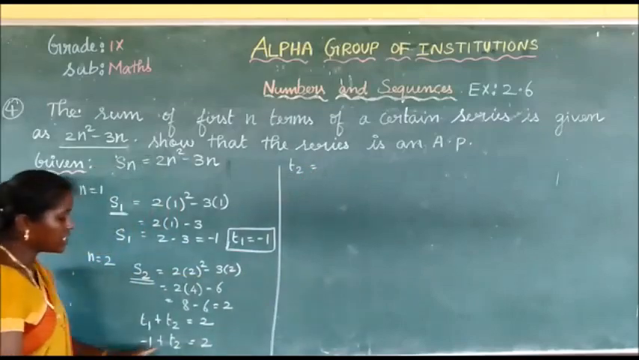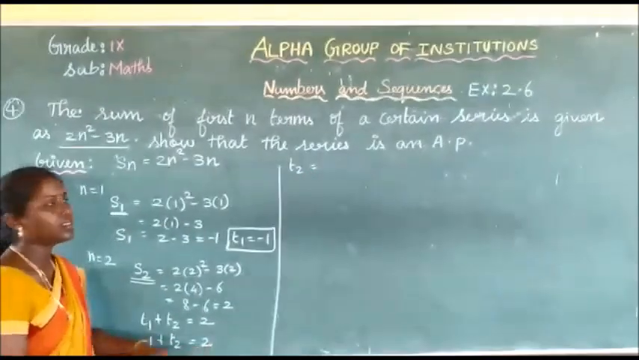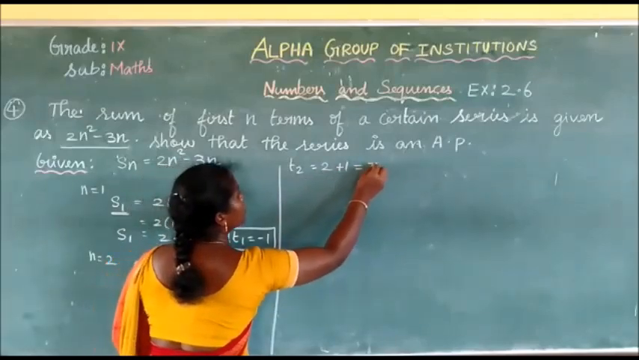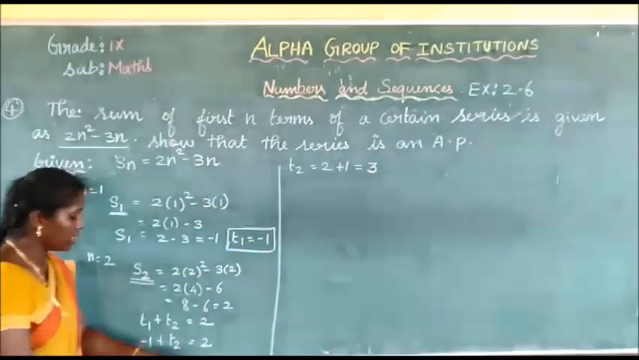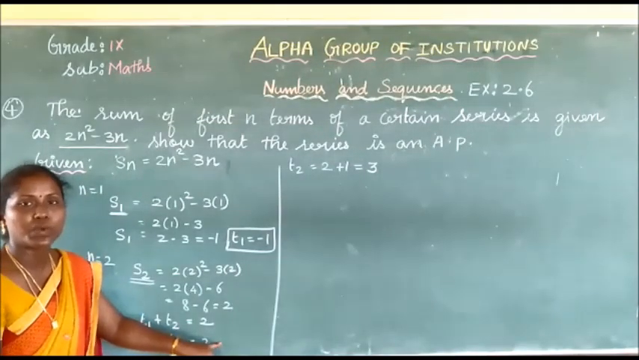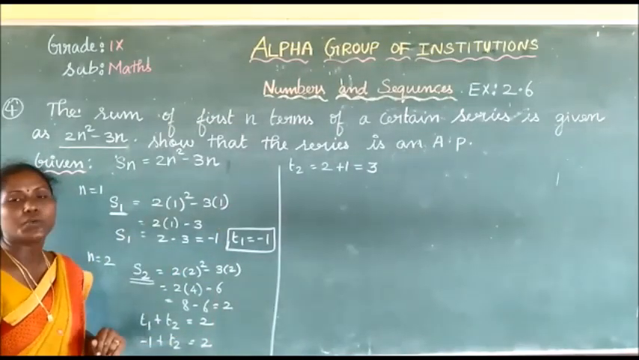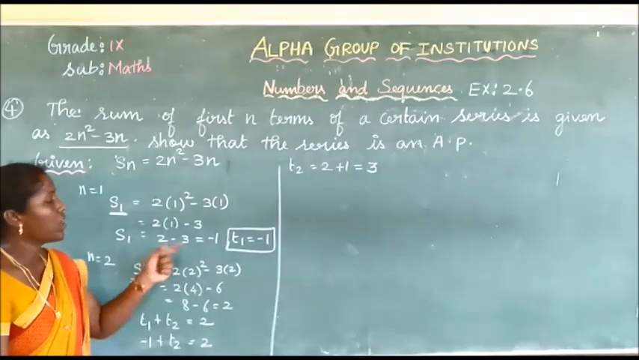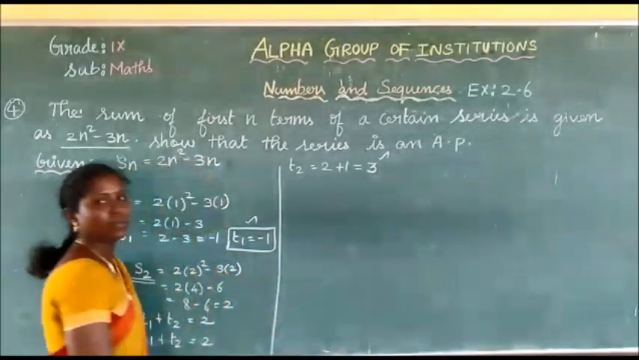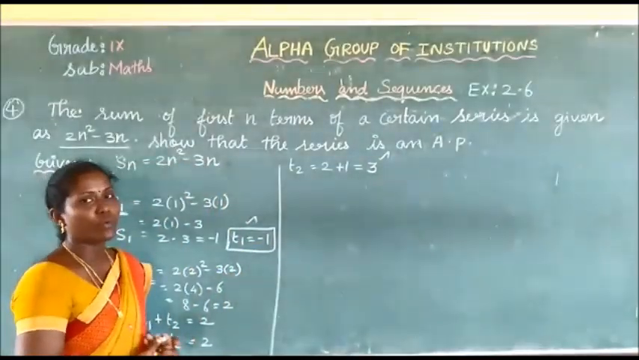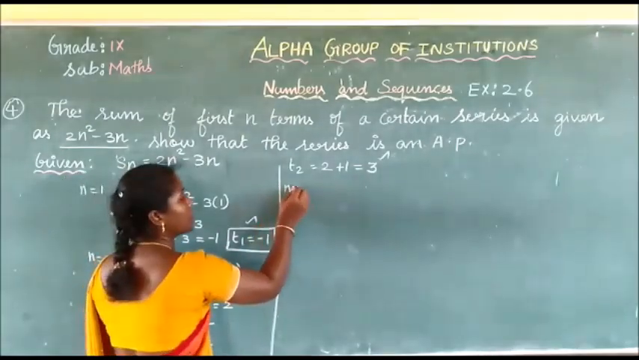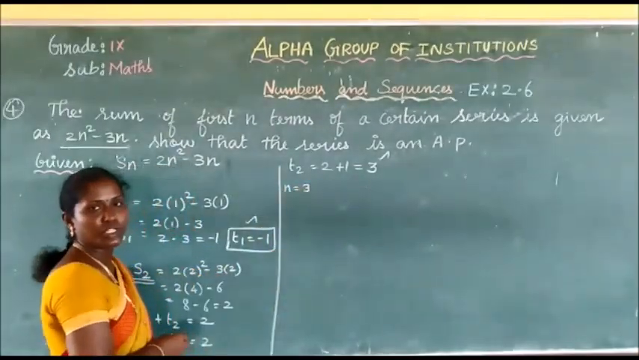equal to minus 1 goes there, it comes as a plus. So T2 is equal to 2 plus 1 which is equal to 3. T2 is equal to 3 because minus 1 if it goes to the next side of the equation it will become plus 1. So 2 plus 1 is 3. Now see, we got the first term and we got the second term. Now for the third term we are going to use the same checking. We are going to substitute n is equal to 3 in the summation formula.